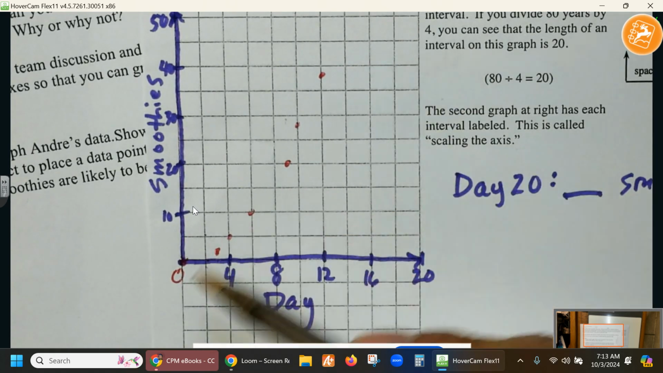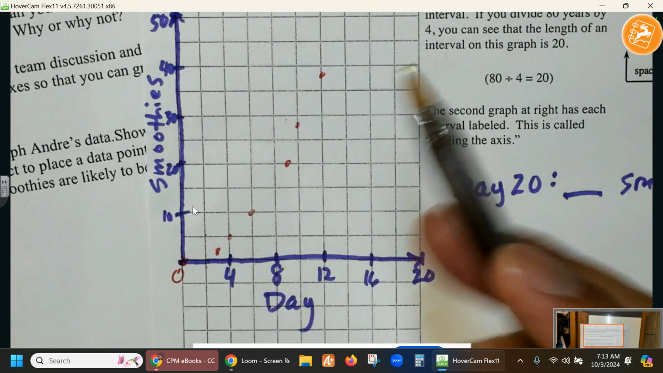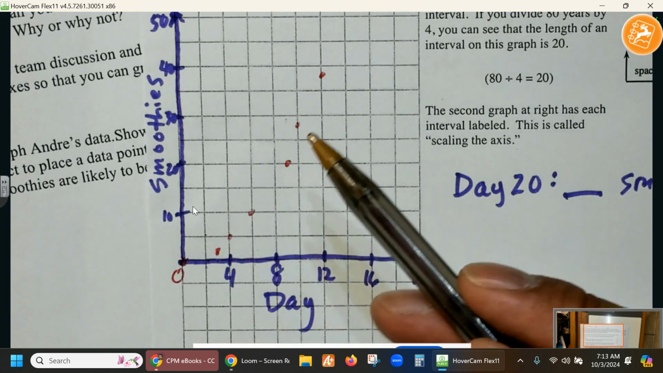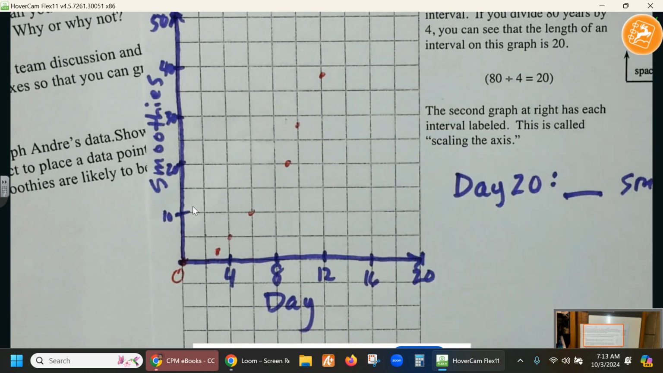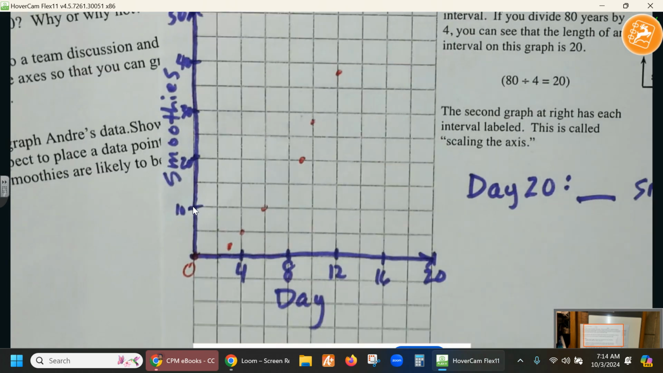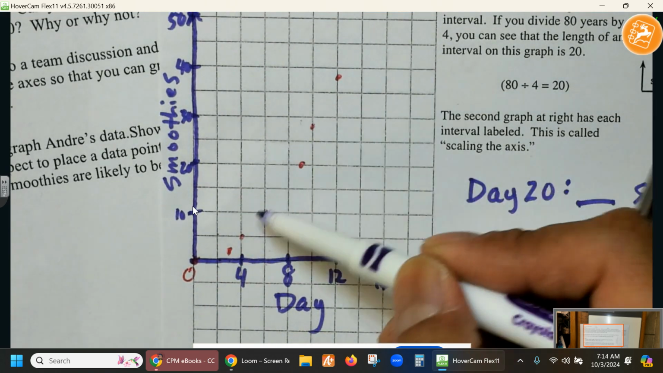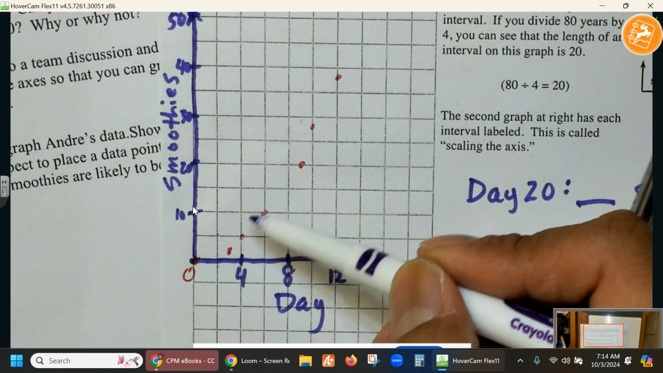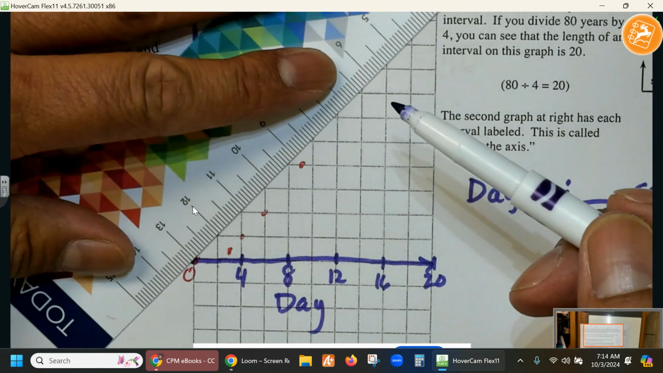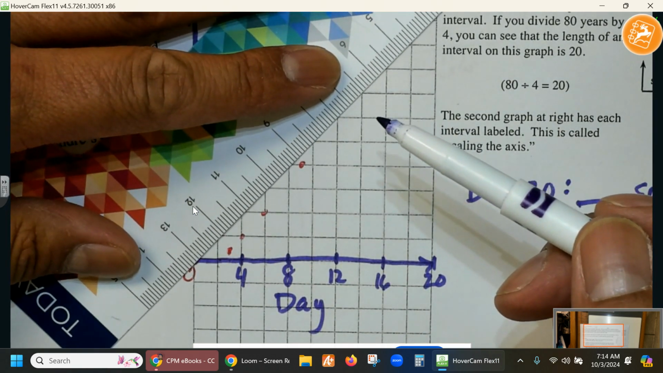And now I need to draw a line of best fit to go kind of through the middle of my data so I can see what would happen on day 20. So I need to make that line go all the way to day 20, and then that will help me to predict. So I think my line of best fit would probably go in the middle of my data, probably here. So let me draw that line. This is my line of best fit.